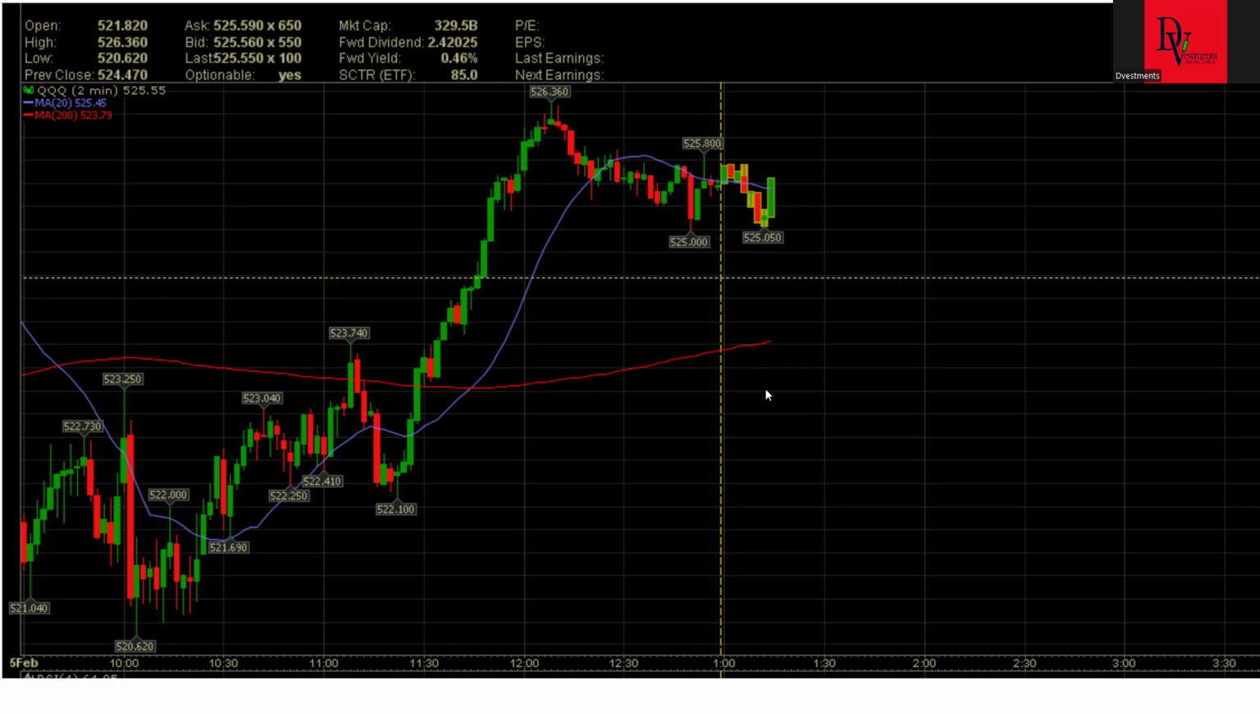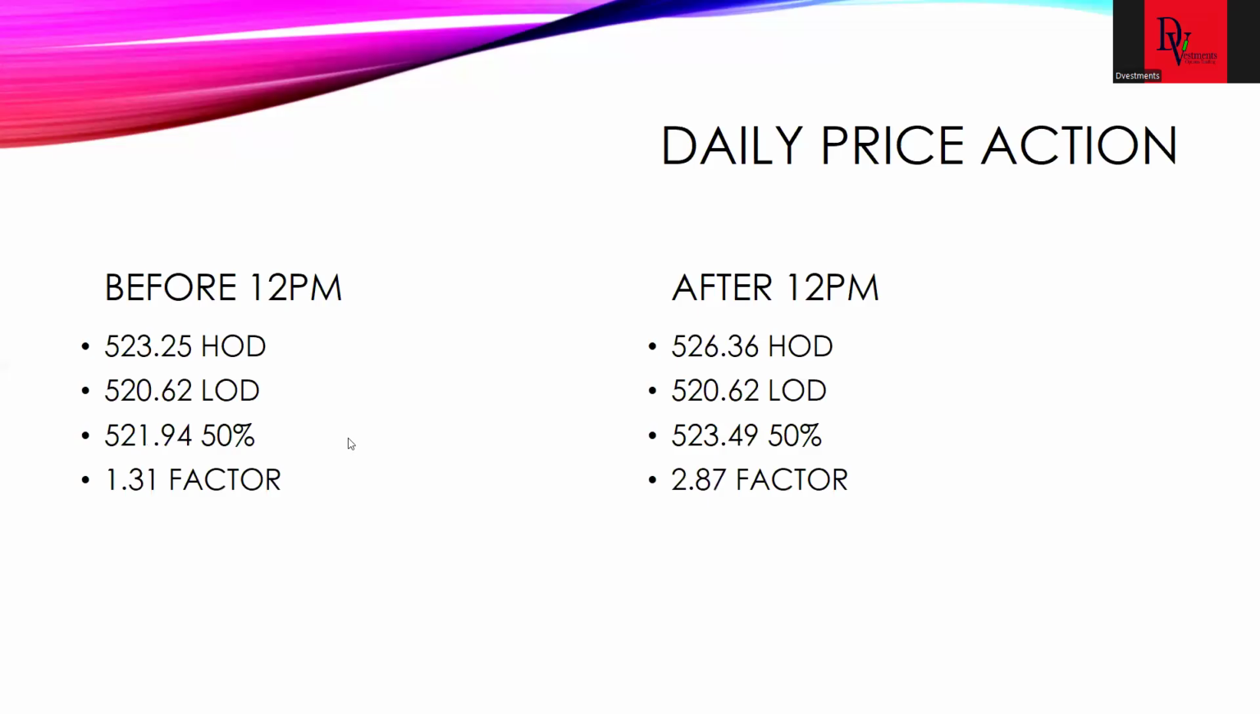Okay. So we can see now, you can look at this chart. This is what price has done the whole day since I started making this video. All right. So what we're going to do is use a formula to get a number for the 50% movement of that day. The 50% movement of that day is 521.94.